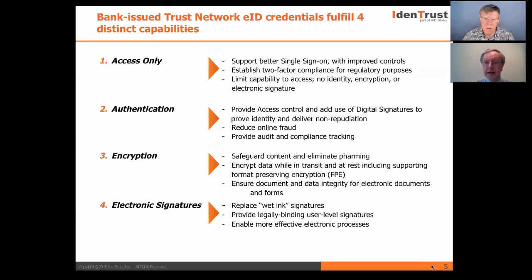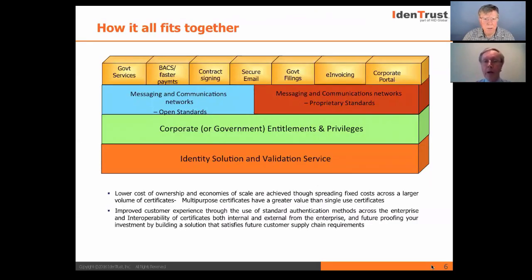Yes, Jack, that's exactly what we are intending to do. If you have a look at the next slide, you will see that we provide essentially a layered service. At the bottom sits the Identitrust Trust Network, which provides its identity solution and validation service. Above that, you will have either corporations or governments, or in theory, individual citizens, but no bank has yet used it for individual citizens. But basically, you put on top of the platform the various entitlements and privileges of the corporate.